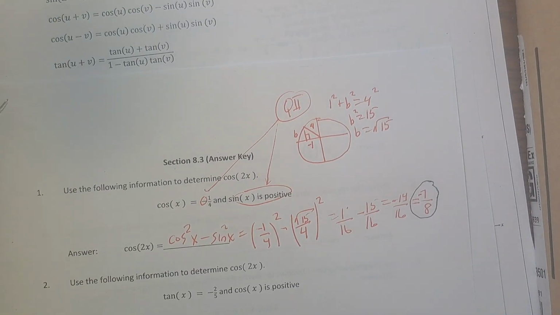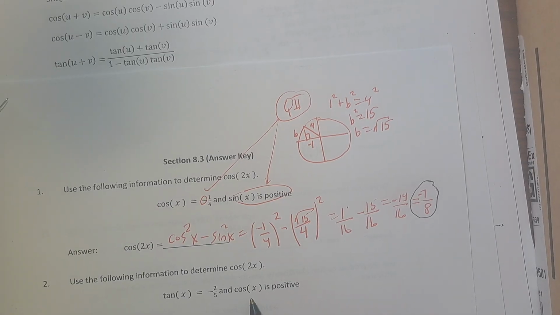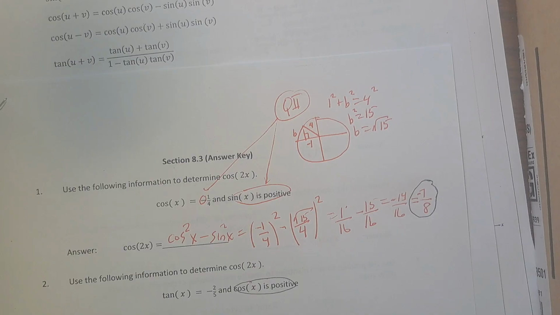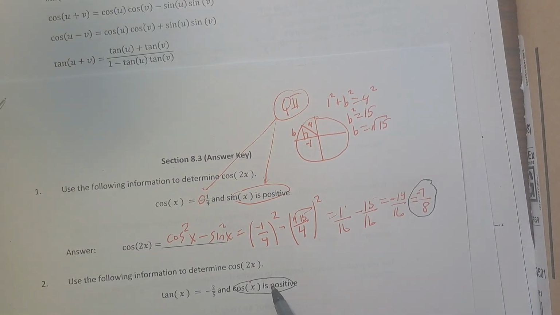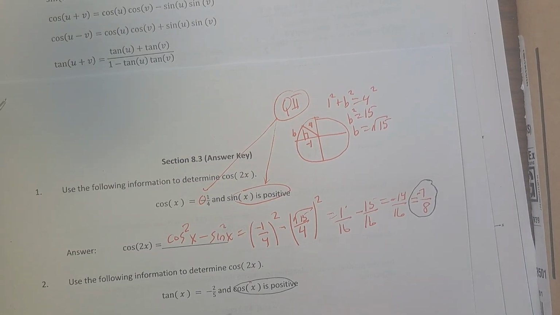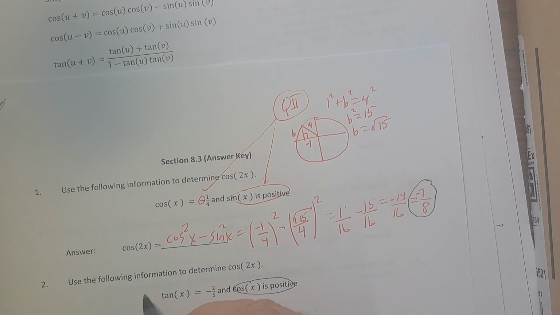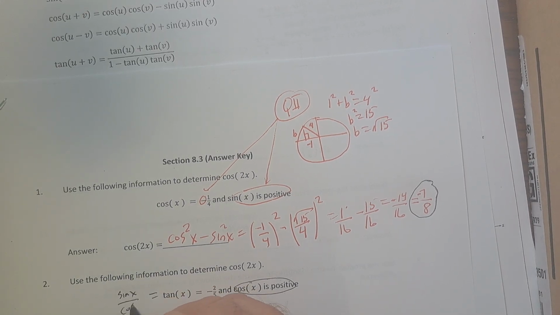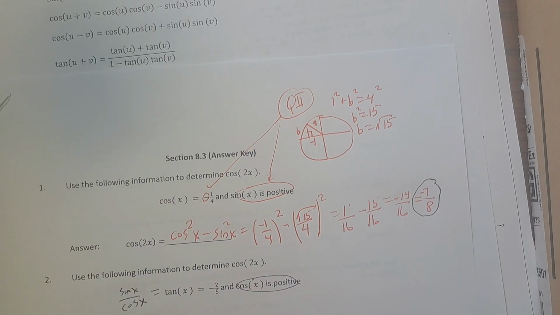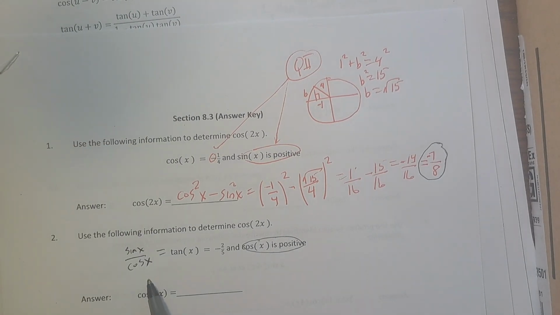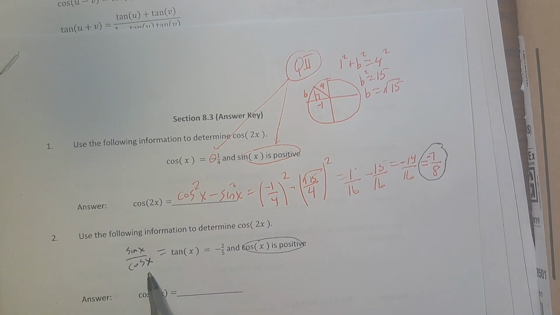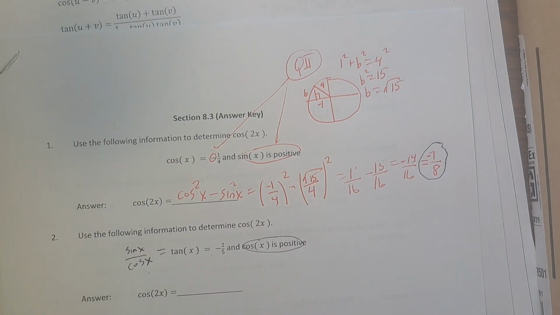Okay, let's keep working. This one says cosine is positive. Okay, that's useful. That means you have to go right instead of left, which means it's quadrant 1 or quadrant 4. But the tangent is negative. Now, tangent is sine over cosine. So the only way that could turn out to be negative, since cosine is positive, is the sine would have to be negative.